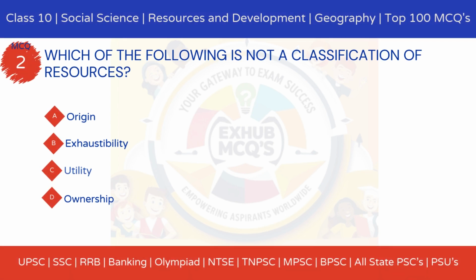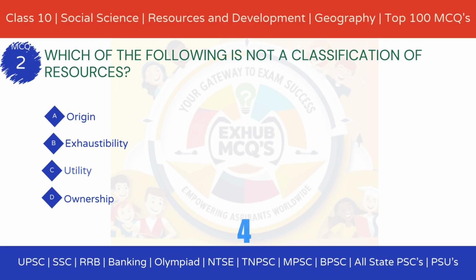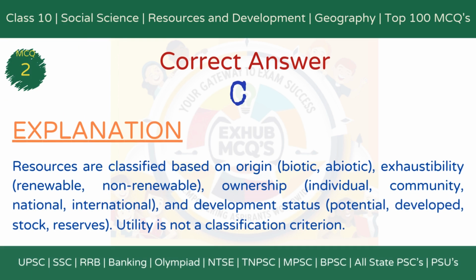MCQ 2. Which of the following is not a classification of resources? Option A, origin. Option B, exhaustibility. Option C, utility. Option D, ownership. The correct answer is option C, utility.